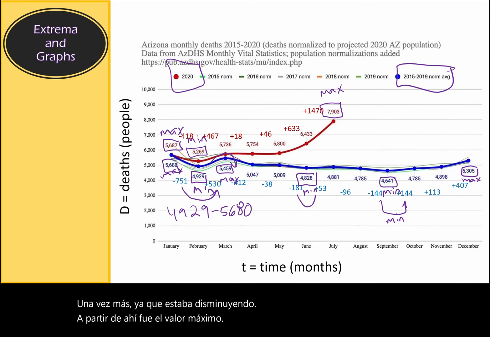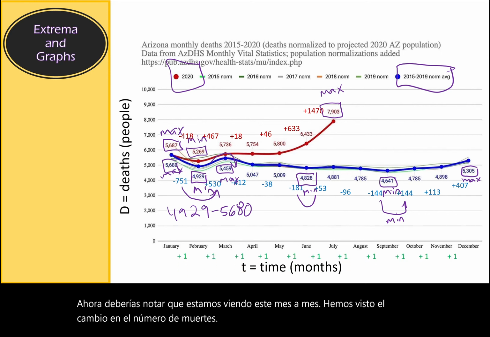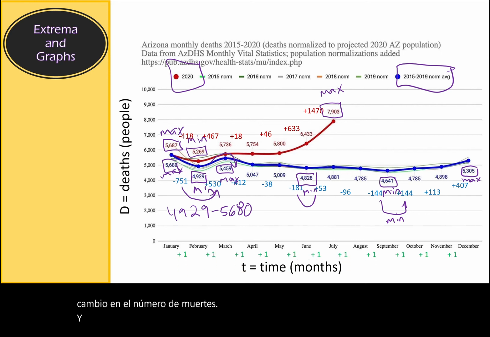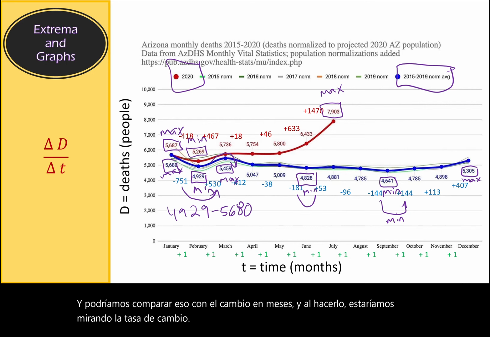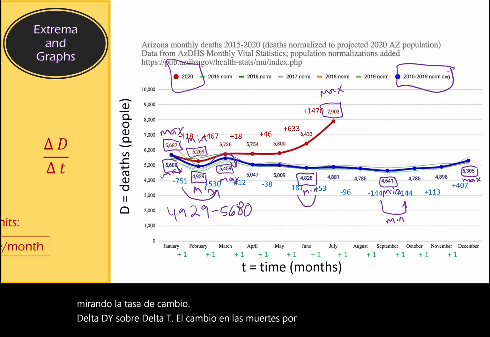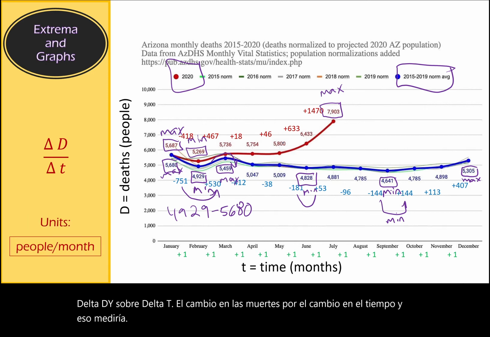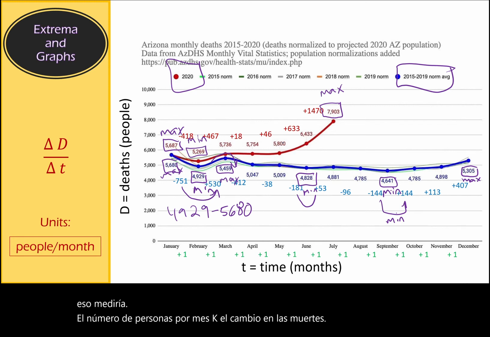Now, you should notice that we're looking at this month to month. We've looked at the change in the number of deaths, and we might compare that to the change in months. And in doing so, we'd be looking at the rate of change, delta D over delta T, the change in deaths over the change in time, and that would measure the number of people per month, okay, the change in the deaths from month to month.